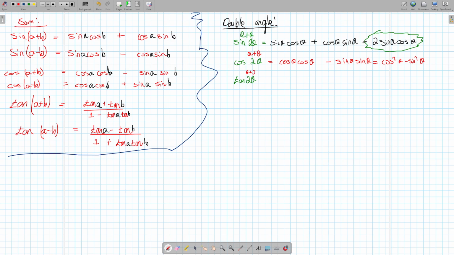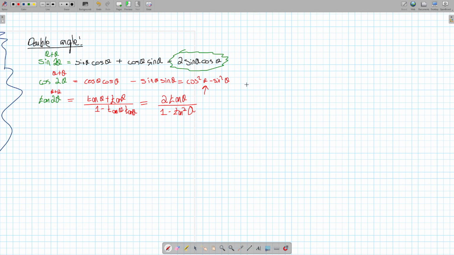Remember again, use theta plus theta and just substitute it here, okay? So it's gonna be tan theta plus tan theta over 1 minus tan theta times tan theta. Fix it up. Tan theta plus tan theta is 2 tan theta. Tan theta times tan theta is tan squared theta. Look here.